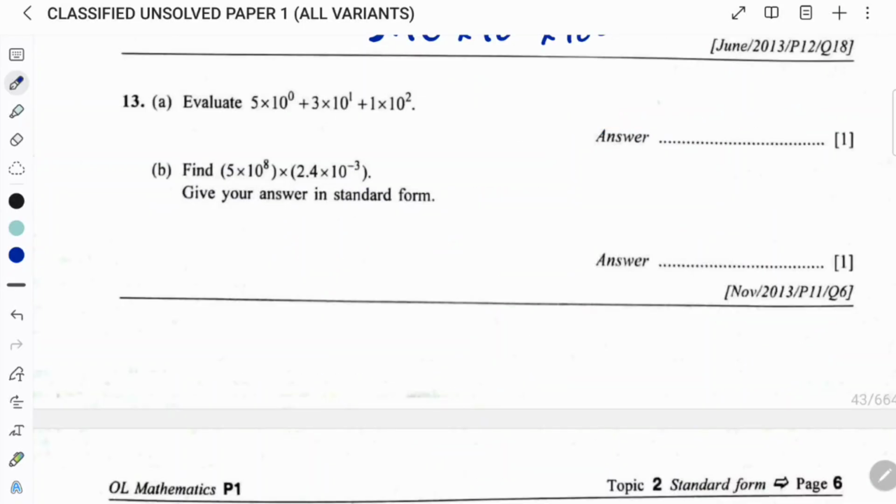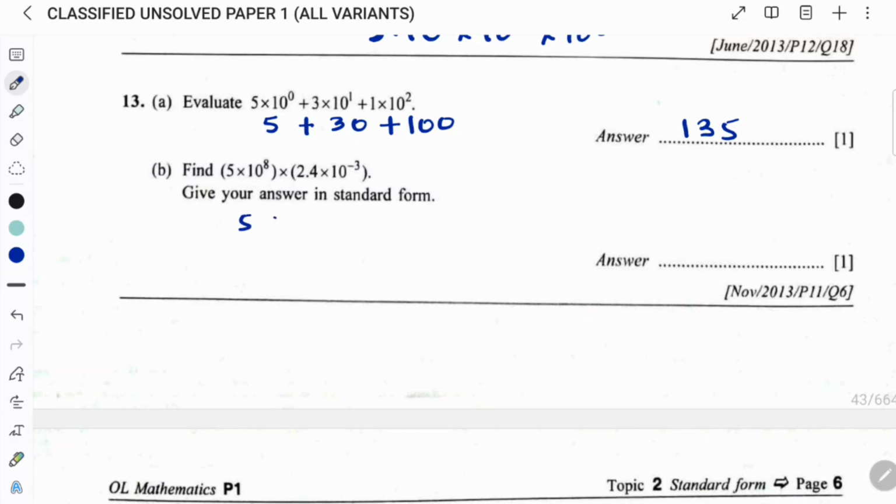Okay, now this question 13. 5 into 10, 0. Evaluate. Okay, 5 into 10, 0. 5 into 1 is 5. 3 into 10 is 30. 1 into 10 square is 100. 135 is the answer.